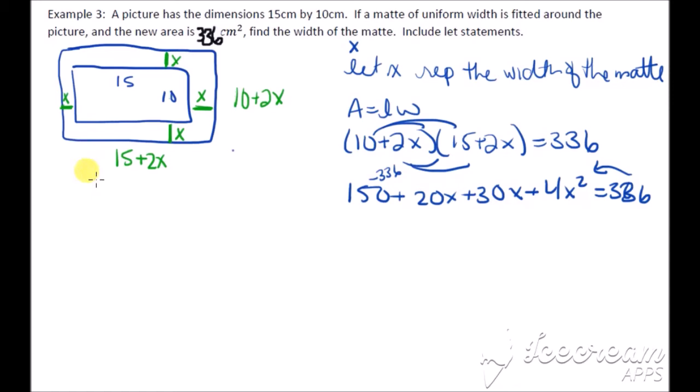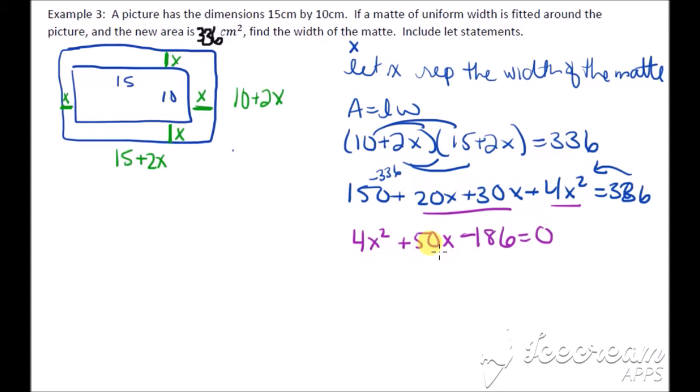So every question that we work with, we want to put in standard form, like the standard form of the quadratic relation. So let's put the 4x² first. Now let's collect the middle terms. So we get 50x, and then we have 150 minus 336, and I get negative 186. In order to factor, we need all of the terms on one side and this equation to equal 0. So now we can go ahead and factor.